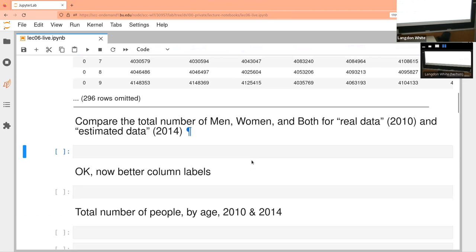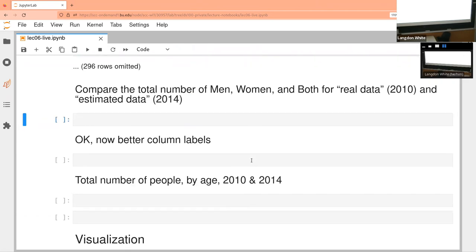So, okay, if we wanted to compare the total number of men, women, and both for real data from 2010 and estimated from 2014, what would we do? Let me switch to my cheat sheet so that I don't make stupid mistakes. All right, does anybody have any ideas for what to put in for this? Remember, our census data right now is called full. If I wanted to get a new table so that I could do this comparison, what should I do to make it a little easier? Any ideas?